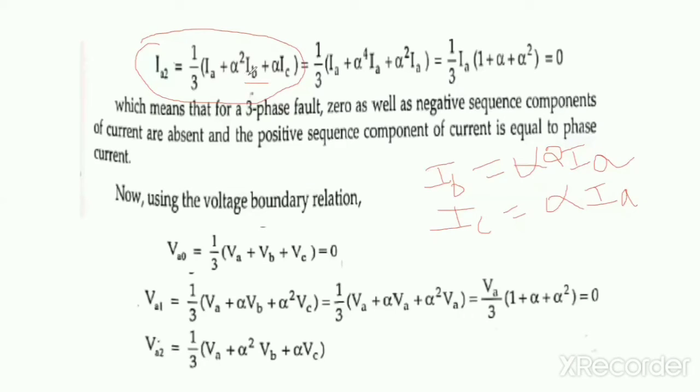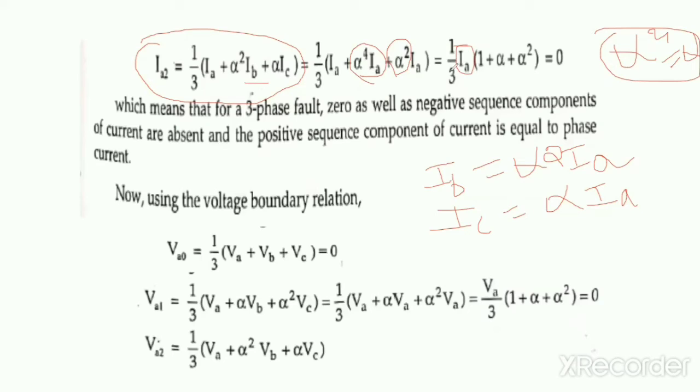Therefore, alpha square into IA. Alpha square into alpha square means alpha power 4, alpha power 4 into IA, plus alpha into alpha IA. Alpha into alpha means alpha square into IA. We know alpha power 4 is equal to alpha, so we replace alpha power 4 with alpha, and then take the common IA term in this equation.